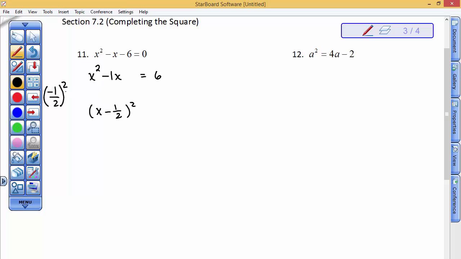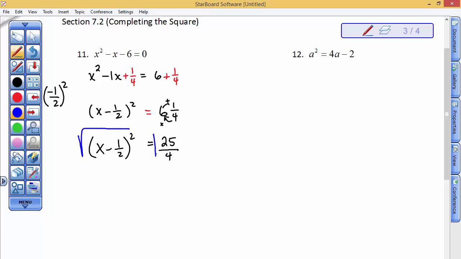But then you do have to square that, and a -1 times a -1 is a positive 1, and 2 times 2 is 4. So you've got to add 1/4 to both sides of this equal sign. On the right side, you'll have 6 1/4 now. And I suggest that you turn that into an improper fraction. So remember that you do that. 4 times 6 is 24, and then you add the 1, and you get 25 over 4. And now I can take the square root of both sides.